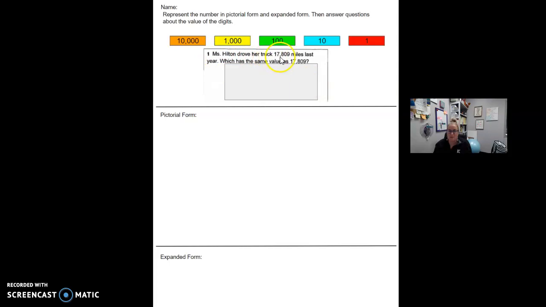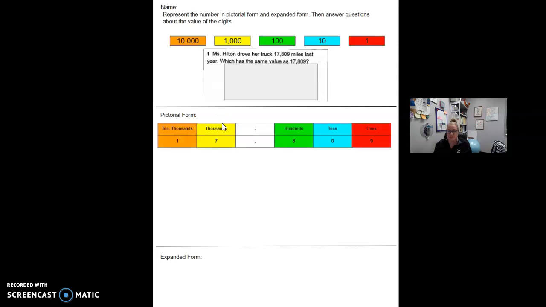So I have the number 17,809, and I want to make it into a pictorial form. So first thing I'm going to do is put my place value chart. And I filled in my place value chart already with the number. So here's my 17,809. Now again, I'm going to actually model it with my place value discs. Remember, I can just drag them down. So it says I need 1 10,000. So there's my 1 10,000. I need 7 thousands. 1, 2, 3, 4, 5, 6, 7.